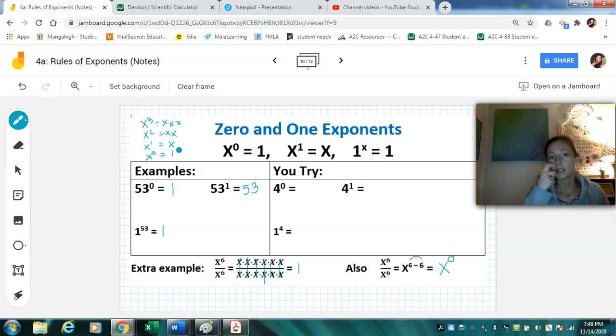So there's lots of different reasons there, but just know that anytime you have a 0 exponent, it will always equal 1. Anytime you have a 1 exponent, that's always going to equal itself, like we see right here. And 1 to any exponent, that just has to do with 1 times itself is always 1.